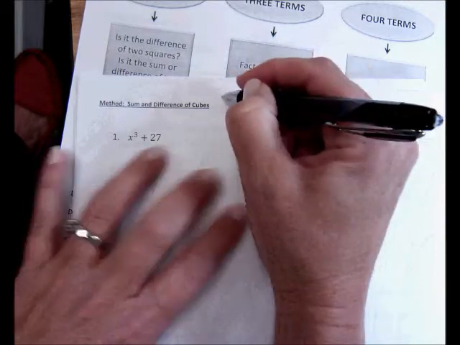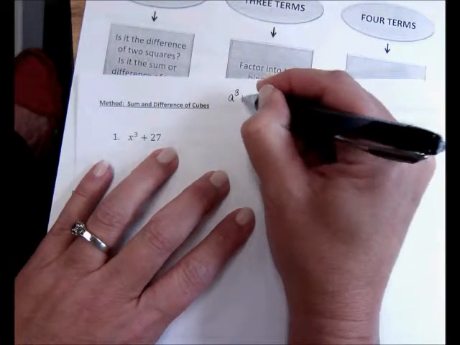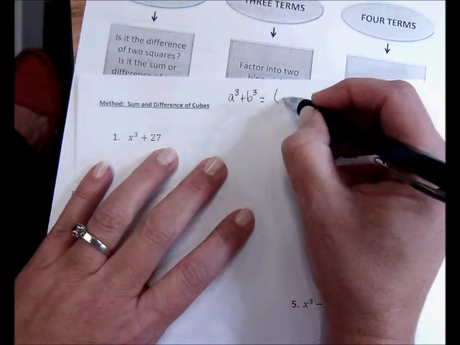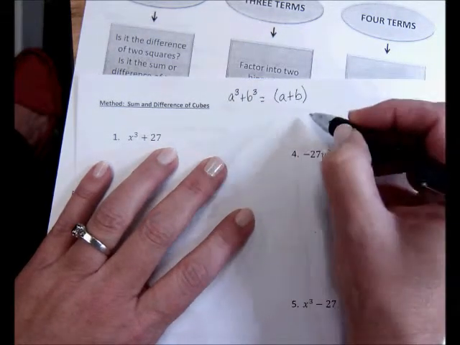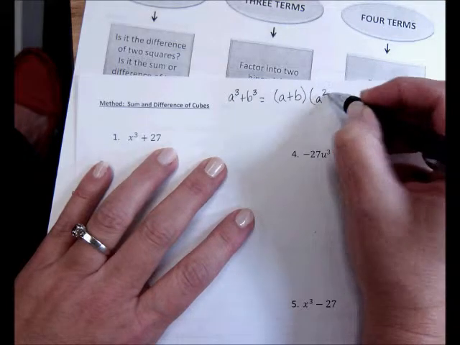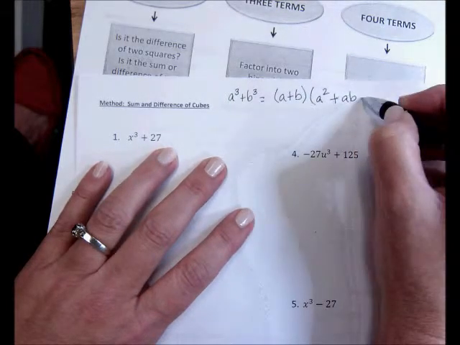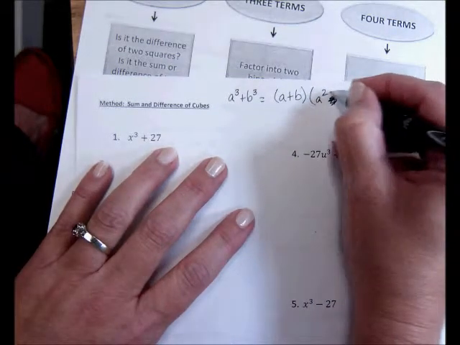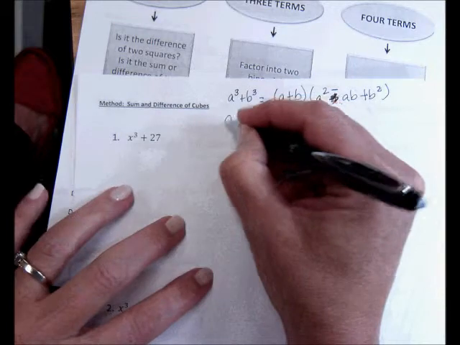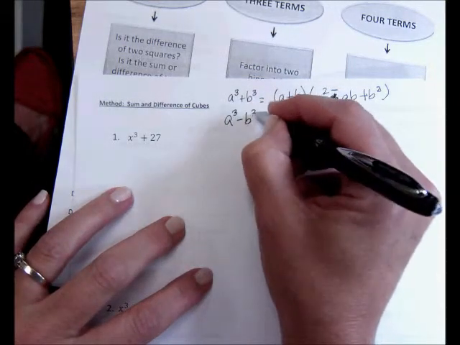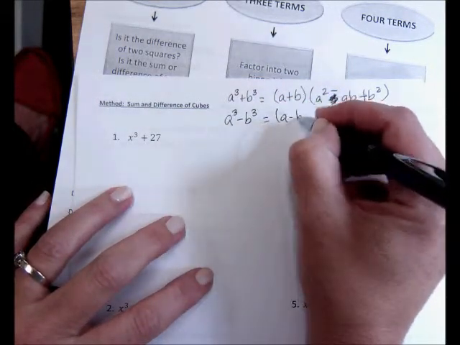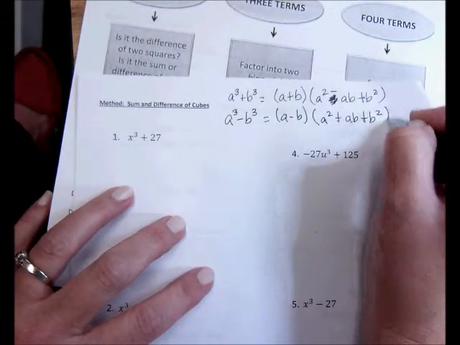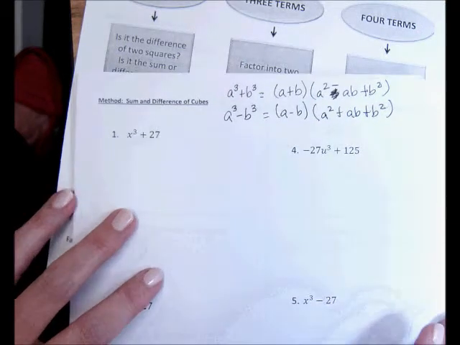So I have two different formulas. I have an a cubed plus b cubed formula, and this is the sum of perfect cubes. When I have that, I take a and add it to b, and then I have a squared plus a times b plus b squared. Oops, I'm sorry, this is going to be a negative a times b. Then if I have a difference of cubes, I'm going to have a minus b times a squared plus ab plus b squared. And this can be found on the front of your packet.